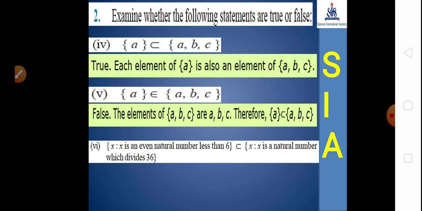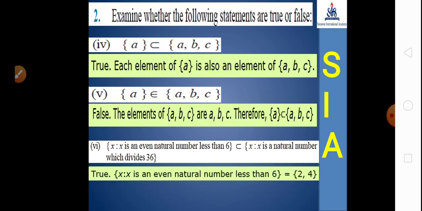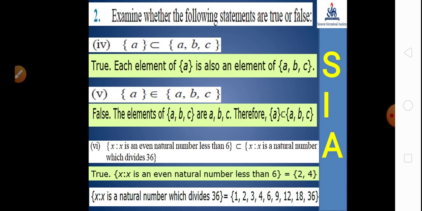And six, even natural numbers less than 6, natural numbers divisible by 36. You can easily check. Even natural numbers less than 6 are 2, 4. And secondly, divisors of 36: 1, 2, 3, 4, 6, 9, 12, 18, 36. Definitely 2, 4 is present in the second set. So my answer is purely true. Next.